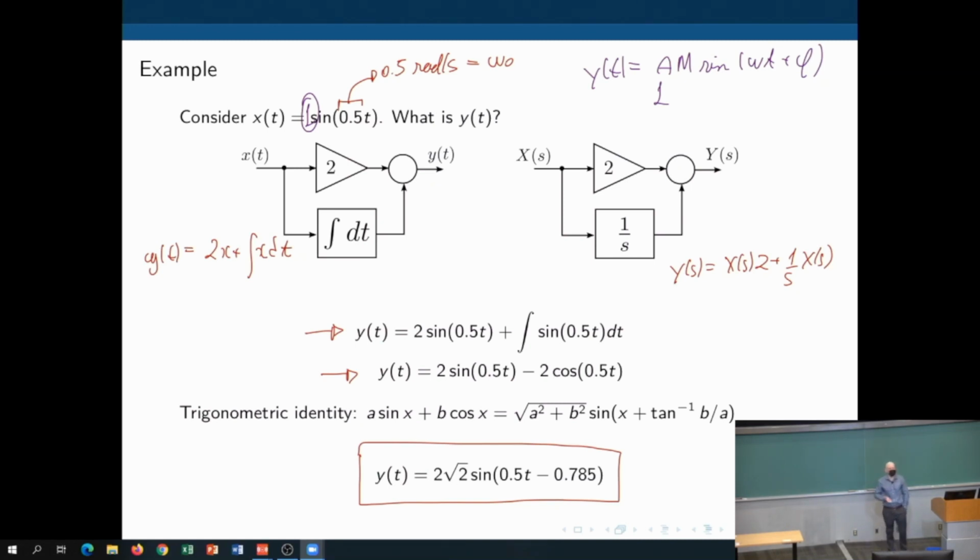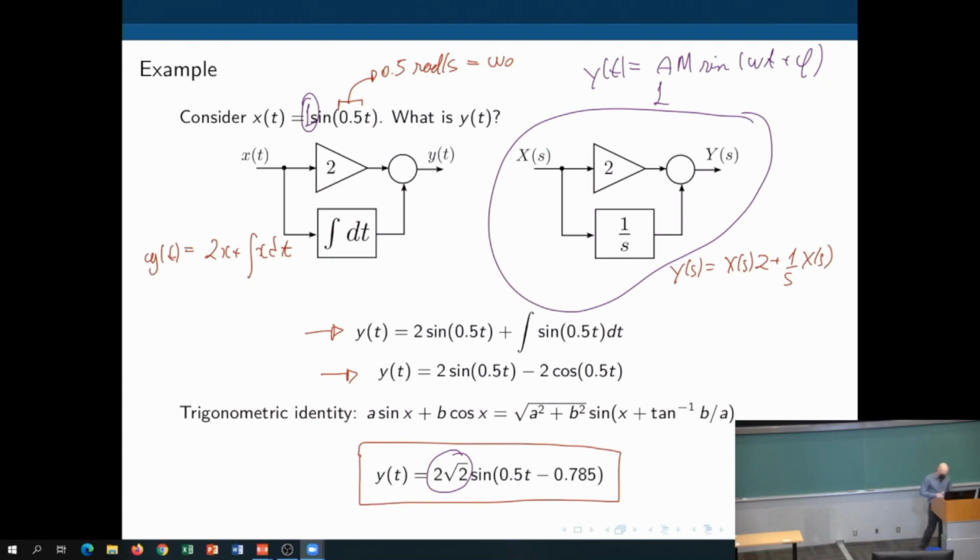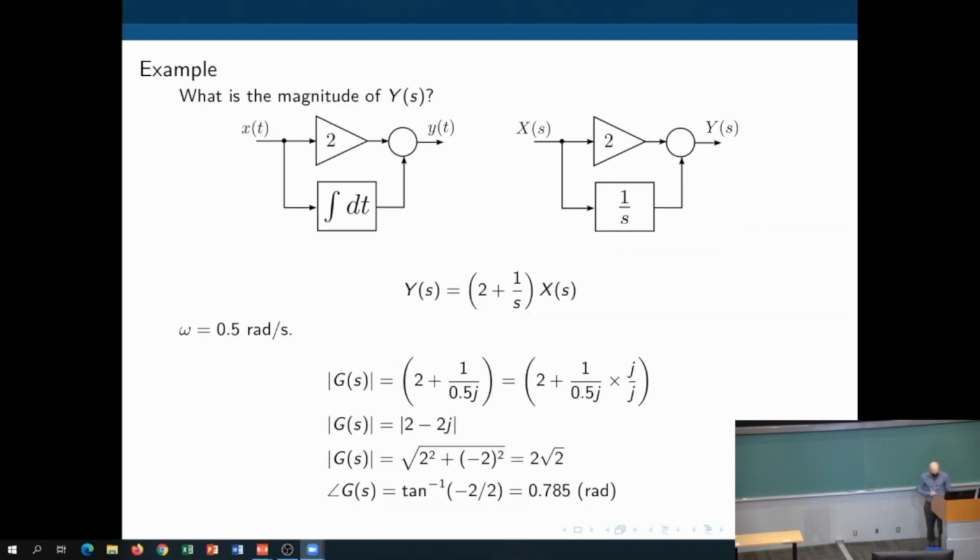2 square root of 2. That is the scaling factor, the magnitude of the transfer function. And what is the phase of the transfer function? Well, that's what appeared in the sine there, negative 0.785 radians. That's the phase of the transfer function. This is to say that if you now take the second approach, and calculate the magnitude and phase at that particular frequency, we must find a magnitude of 2 square root of 2 and a phase of negative 0.785 radians. So let's do that next.